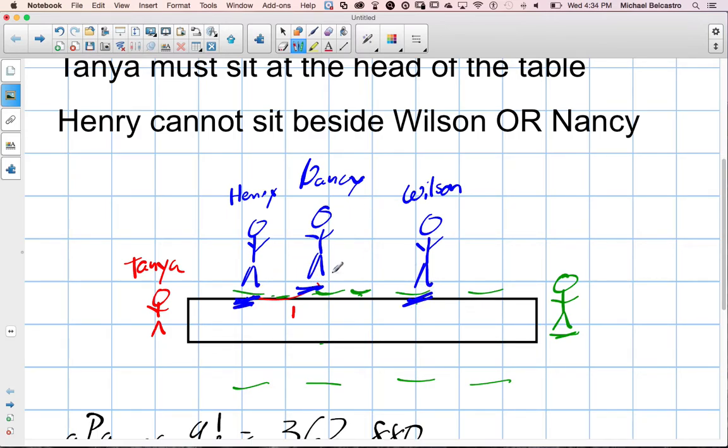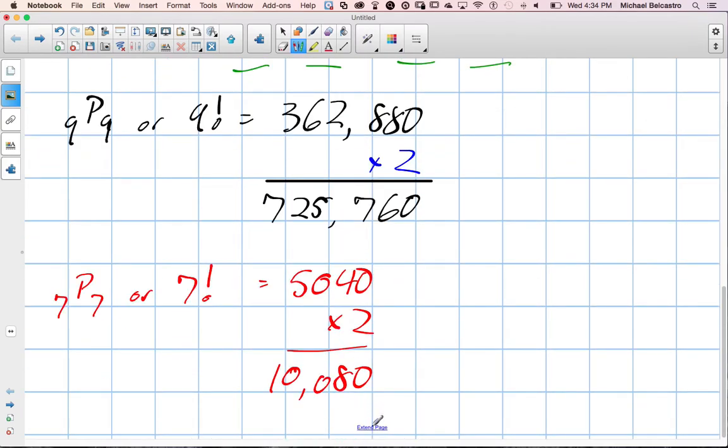So those, again, are both 8 factorial and 8 factorial. That's how many options left. And then we're going to subtract our total amount of when Nancy and Wilson are both beside Henry. And I'm going to show you why that all kind of works out.